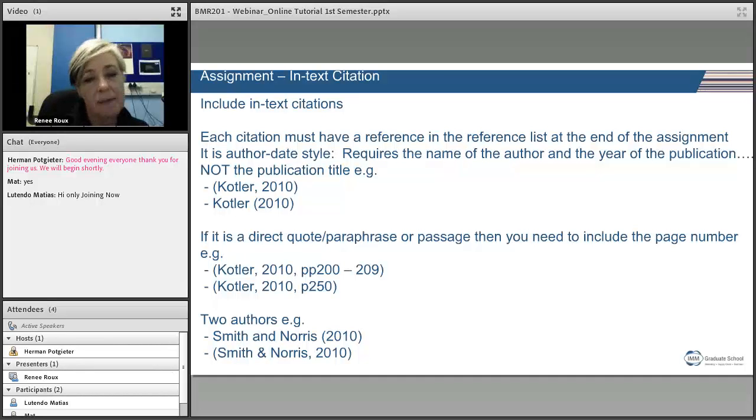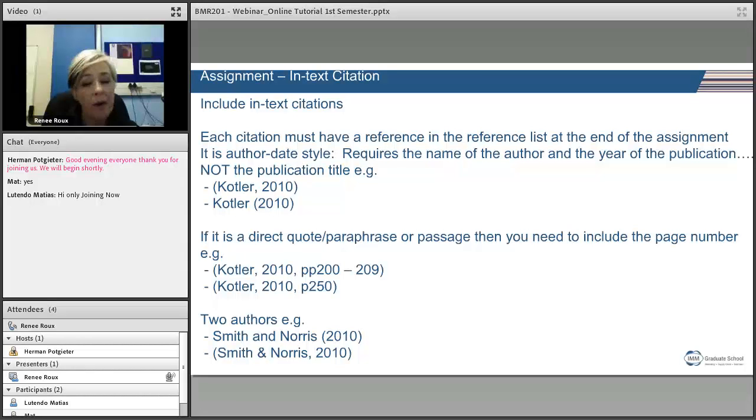In-text citation. Please, you need to include in-text citations for each citation. Remember, there must be a reference in the reference list, which is at the end of your assignment. And the format that we use is author date style. So it requires the name of the author and the year of the publication, not the publication title. And I've given you 2 examples. You can use either of those examples for in-text citation.